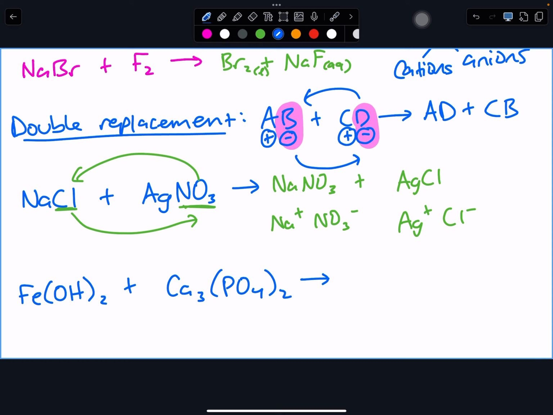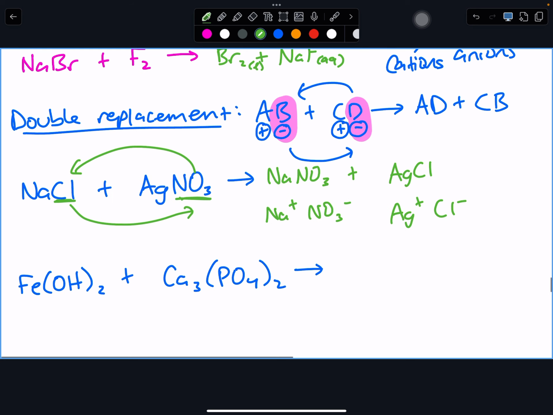Now, can you tell me the state of matter of NaNO3? Aqueous. How about AgCl? Solid, because Cl is aqueous, but Ag is the exception, so it switches to solid. I hate exceptions. Why are there exceptions in chemistry? I don't like chemistry, I'm just good at it.